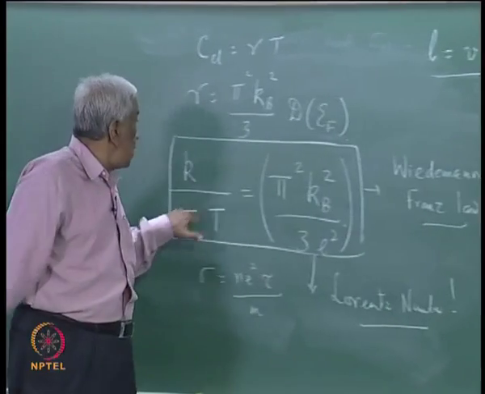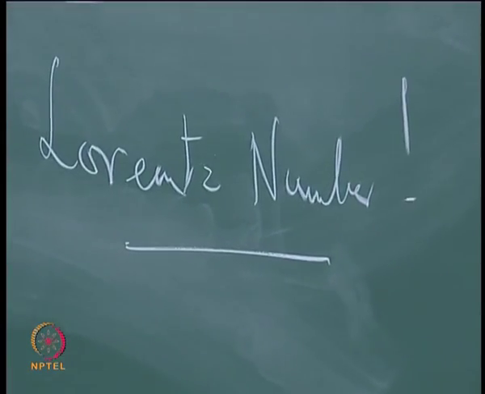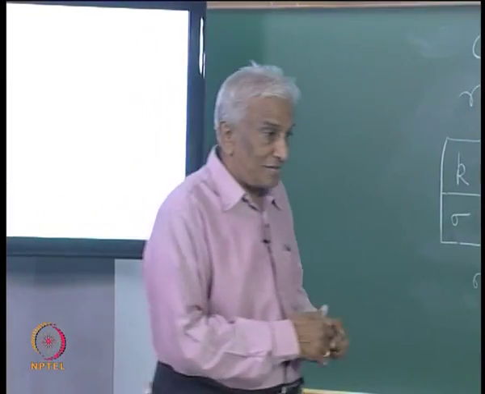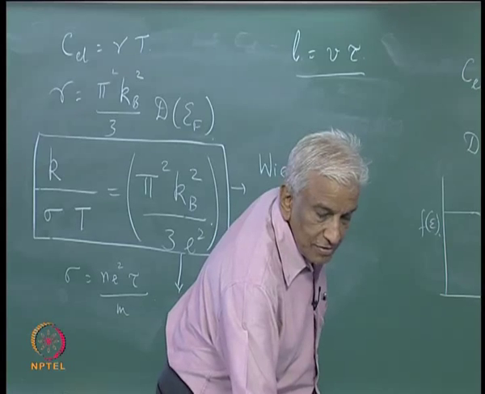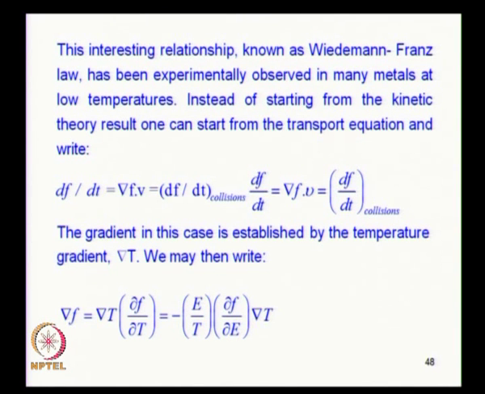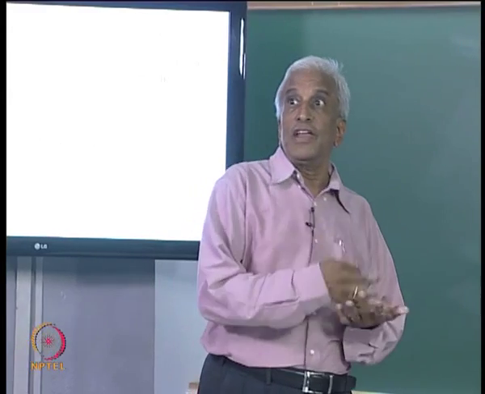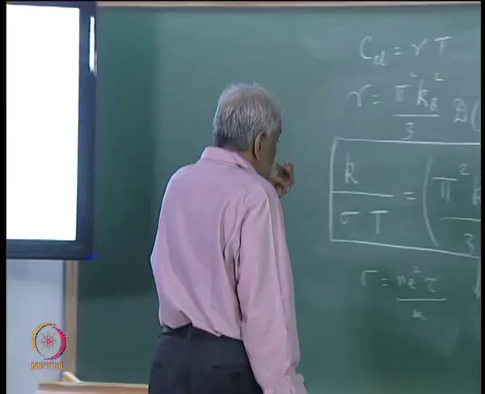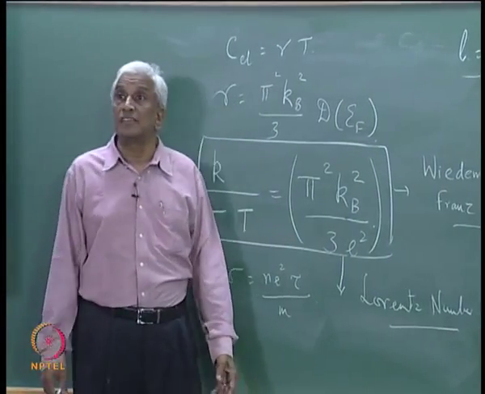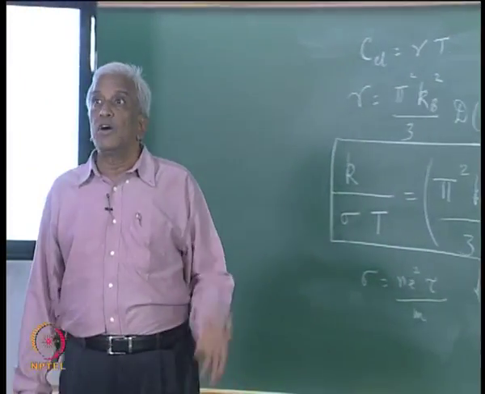So, this quantity k by sigma T turns out to be a universal constant whose value is the standard Lorentz number. This has been actually experimentally observed in many metals at low temperatures. Of course, there are interesting deviations which arise from the limitation of the relaxation time approximation. We will talk about it later.